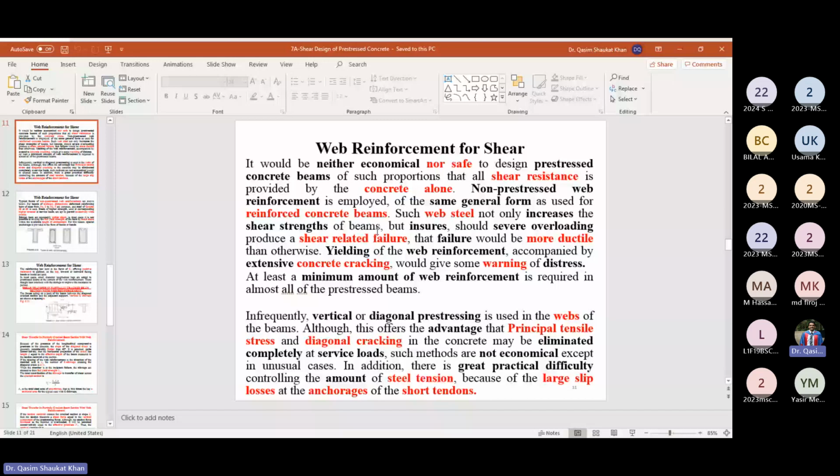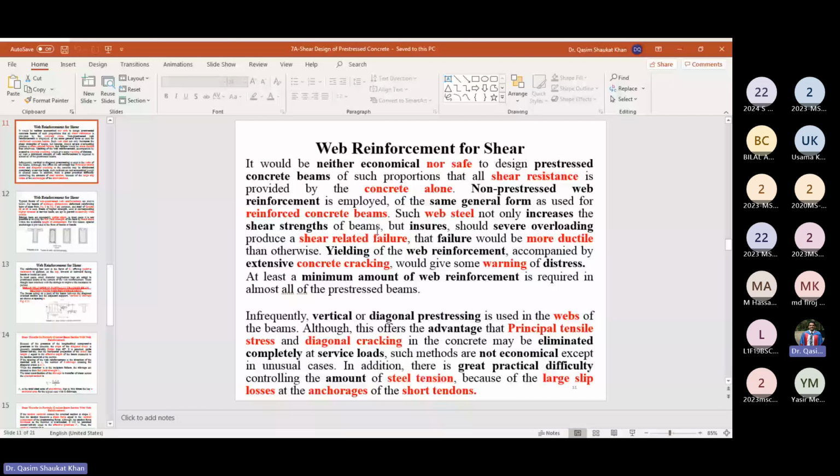Vertical or diagonal pre-stressing is not provided because it is expensive, it is impractical, and also there are larger slip losses at the anchorage. So immediate losses in case of vertical pre-stressing will be significantly large.